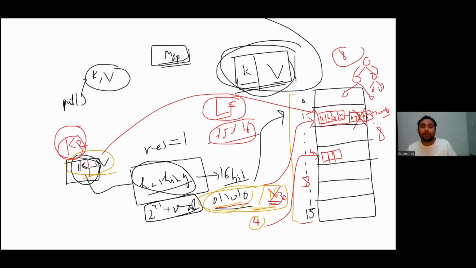To resolve that problem, from Java 8 this concept came into the picture. Whenever it crosses the threshold value, it will convert to a red black tree, and in that scenario, the time complexity becomes what? O of log n.